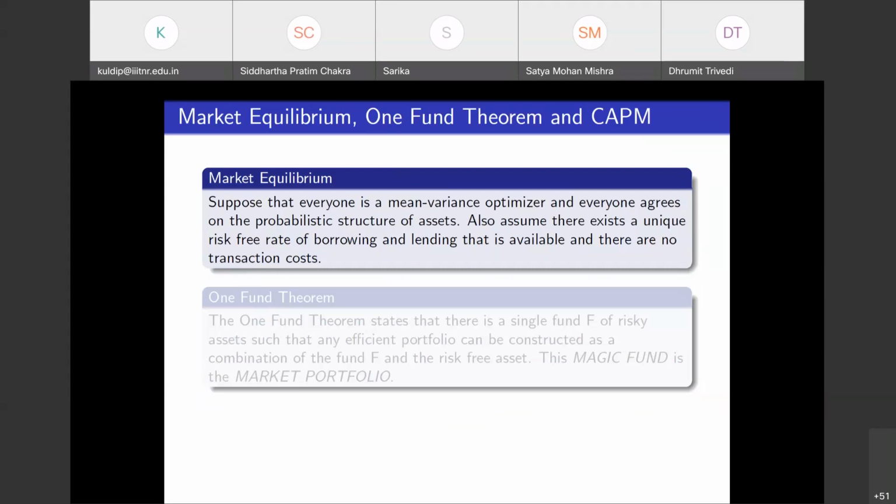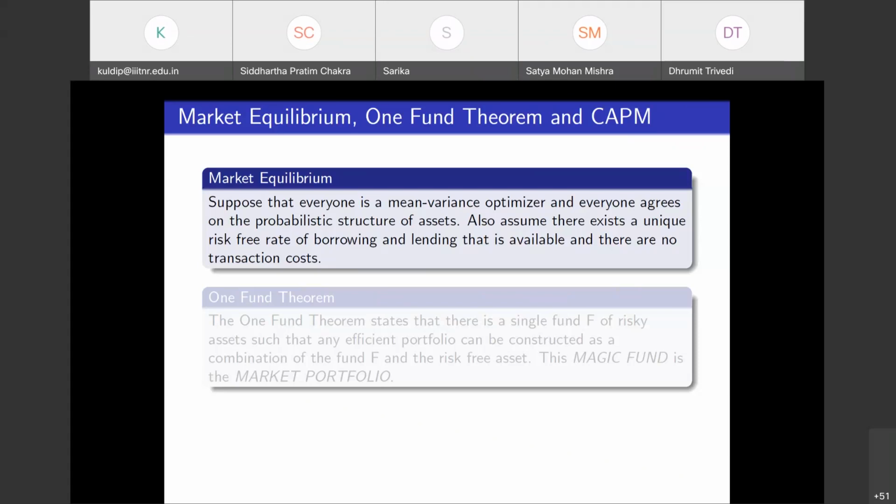We now talk about the market, we'll talk about the One Fund Theorem, and then we'll move on to capital. So let us talk about market equilibrium. In this context of the discussion, when I talk about market equilibrium, I mean the following. In this setup, I assume that everyone is a mean variance optimizer and everyone agrees to the probabilistic structure of assets.